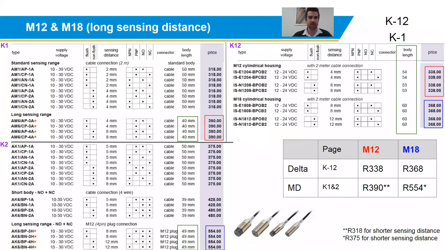So when going with dimensions as your primary reason, then the MD is much more attractive than the Delta sensor. These obviously spread across the catalog, page K1, K2, and then the Delta resides on page K12. The MD range is obviously a lot more comprehensive. We've got shorter sensing distances, normally open and normally closed. There are the stainless steel versions for food and beverage. So the product range on the MD is much larger compared to the very small product range from Delta. But with the price like that, we felt to include it.